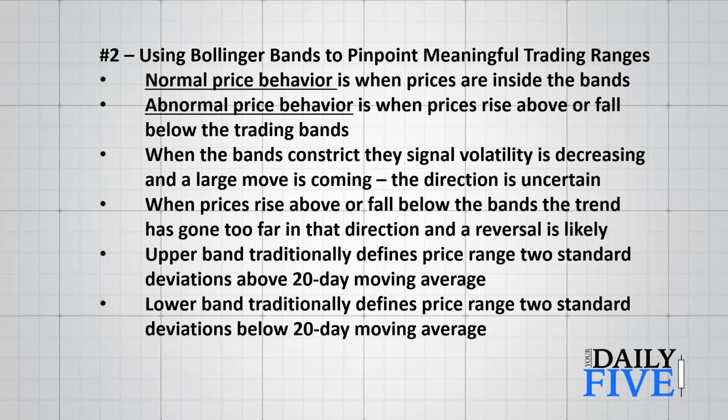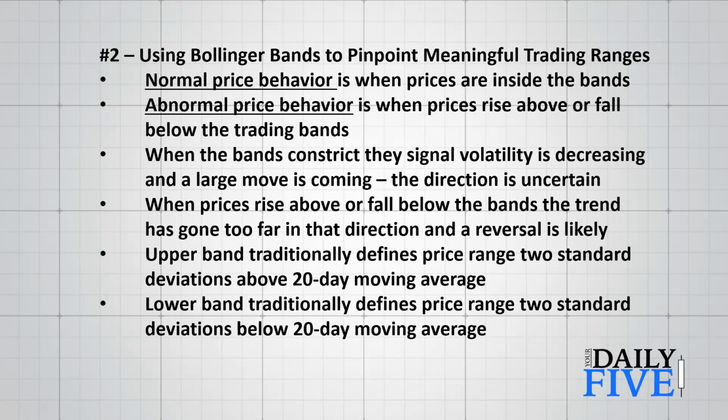Now, when the trading bands constrict, they signal that volatility is decreasing and a large move of some sort is coming. The problem is you really don't always know the direction, but I'll show you that in some detail in a second here. Now, when prices rise above or fall below those bands, the trend has gone too far in that direction, and a reversal is likely. And of course, that's called a reversal to the mean, and the mean is the moving average.